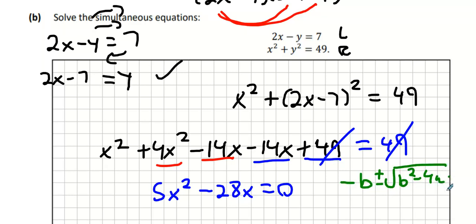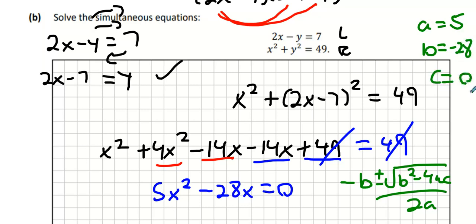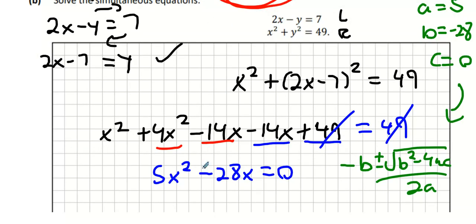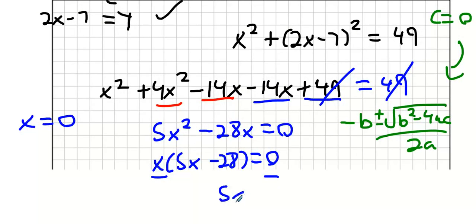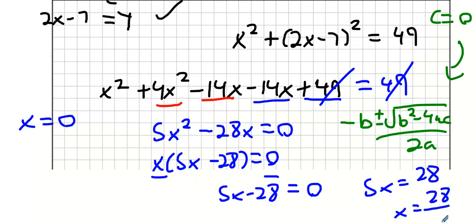And if you did, your a value would be 5, your b value would be minus 28, and your c value will be 0. And you can go down and find what happens there. Is that all right? You all know how to do minus b at this stage? Awesome. For those of you factorizing, you take out x, and what's left is 5x minus 28 equals 0. You can either have x equals 0 or 5x minus 28 is 0. And then you get 5x equals 28 and x equals 28 over 5.